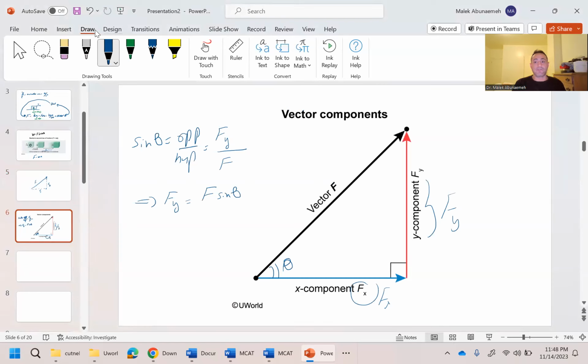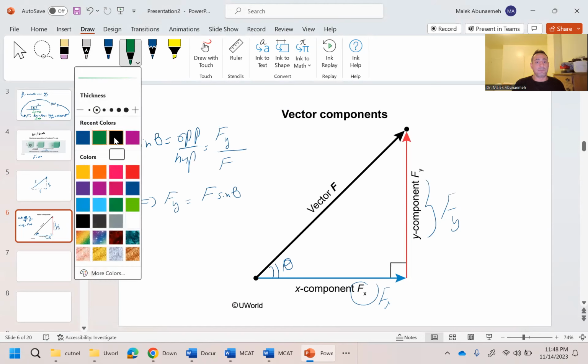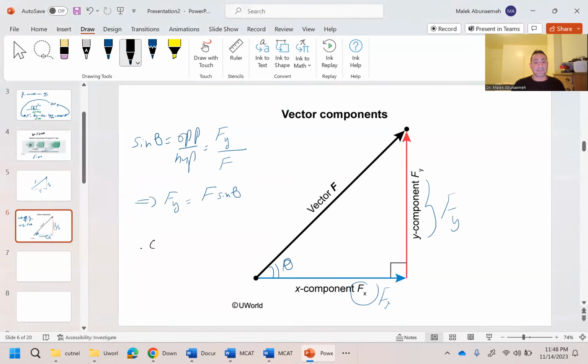Same thing holds true for, let me get a different color, your cosine theta. In this case, your cosine theta is going to be your adjacent over your hypotenuse, which is your F component in the x direction divided by your hypotenuse F. So that means your F component in the x direction is going to equal the main vector F, the hypotenuse, multiplied by cosine theta. And that holds true for that.